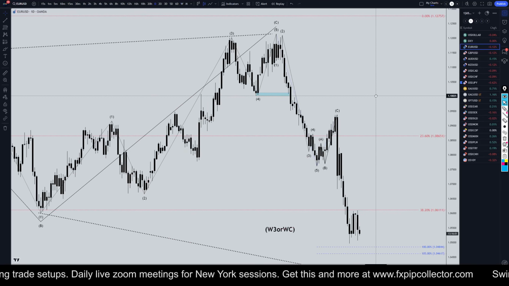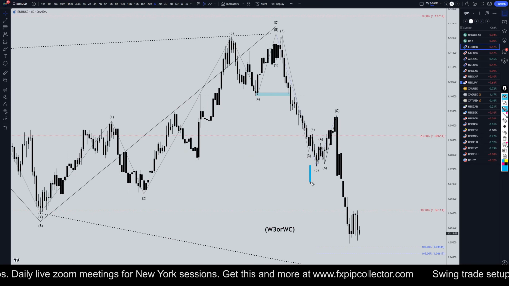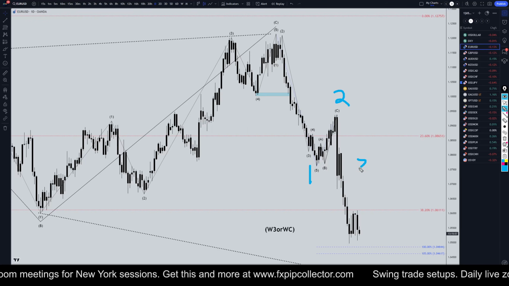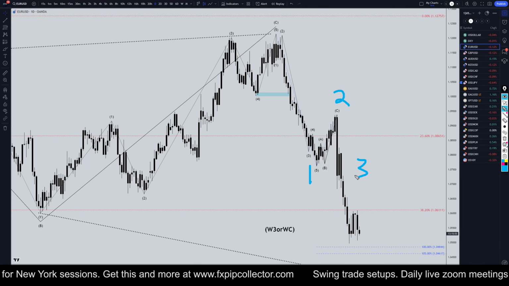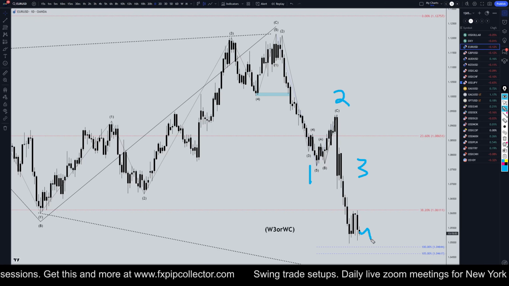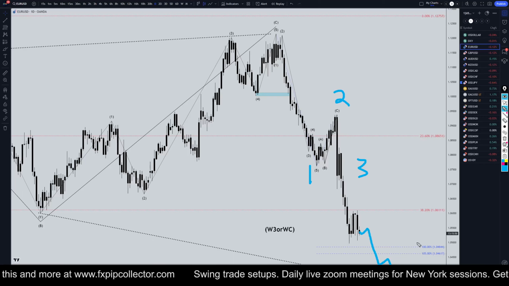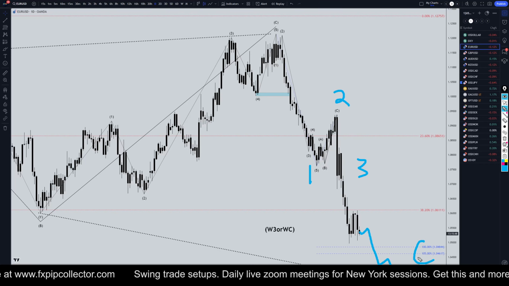So taking it down to the daily time frame. So this is the wave 1, this is the wave 2, and this is a wave 3. Now if this really is a wave 3 of a 5-wave pattern, then this thing is going to just keep on trending down. We're not even to the 100% Fibonacci extension yet.